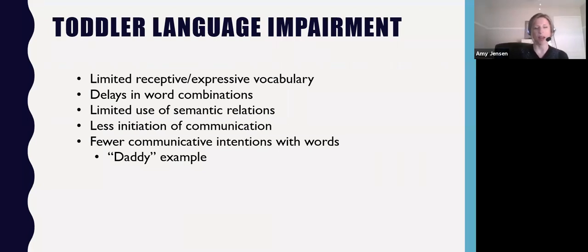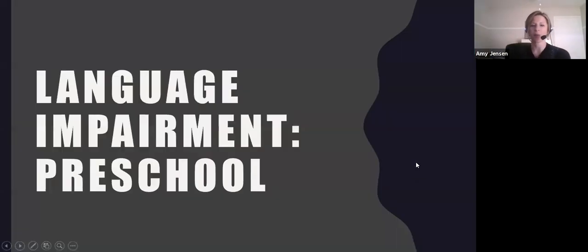So for example, I have in the notes, I believe, an example of the word daddy. So a typically developing child might use the word daddy to request, to ask daddy to do something, "Daddy." They might use it to protest, "Daddy," when he's driving them nuts. They might use it when they're surprised to see daddy, "Daddy!" Whereas a child with atypical language development may never use that word until prompted by, say, mom, who says, "Who's this?" pointing to daddy, and then the child produces the word. So those are some differences we can see in language impairment in toddlers.